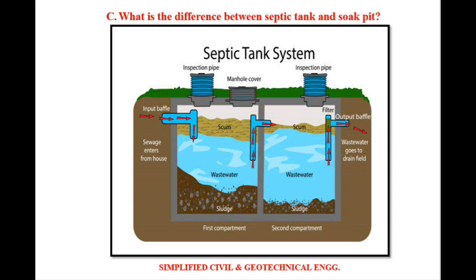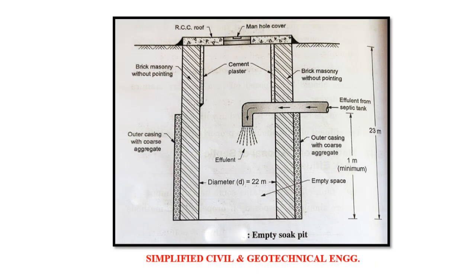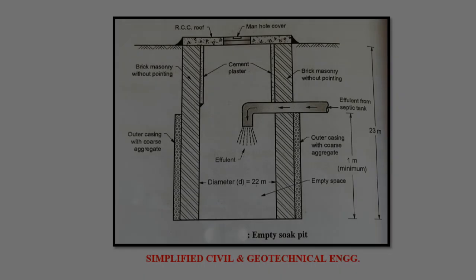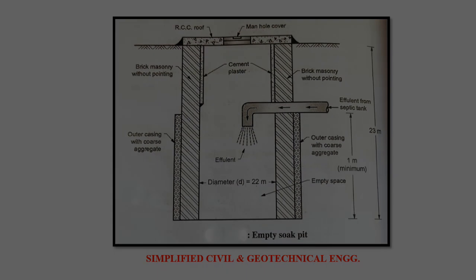Our third point is, what is the difference between septic tank and soak pit? In septic tank, effluent from water closet is collected. The effluent here gets treated biologically and the treated water will be passed to the soak pit. The wastewater from the bathroom and kitchen is directly connected to the soak pit.